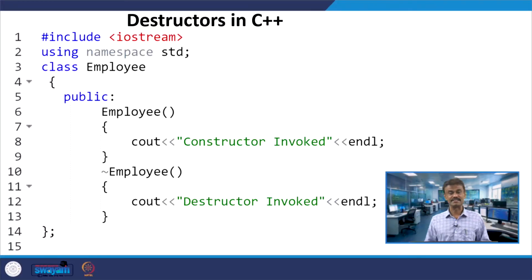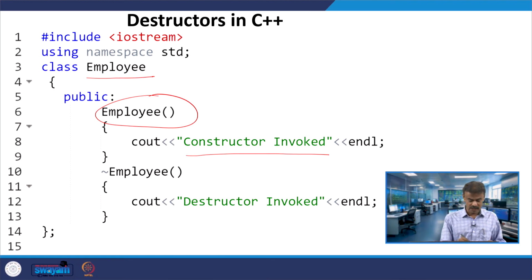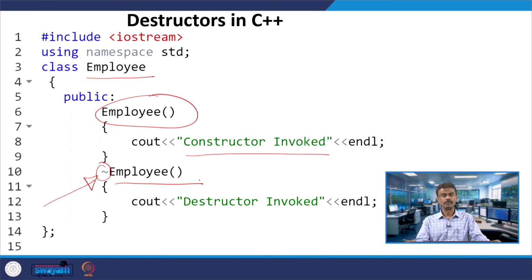And the last concept that we are going to see in C++ is the destructors, in today's last class. So let us consider the class employee. Here you have the default constructor, displaying constructor invoked, and then the first time we are seeing this, the destructor. The destructor symbol is tilde followed by employee, almost like a constructor, but the only difference is you put the tilde symbol. That is nothing but destructors.